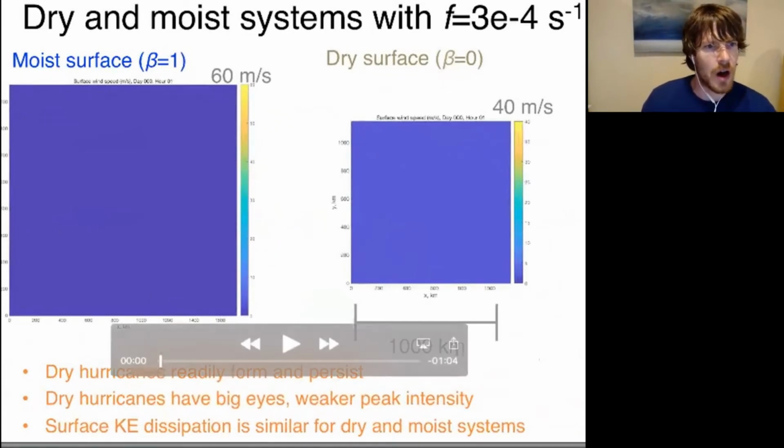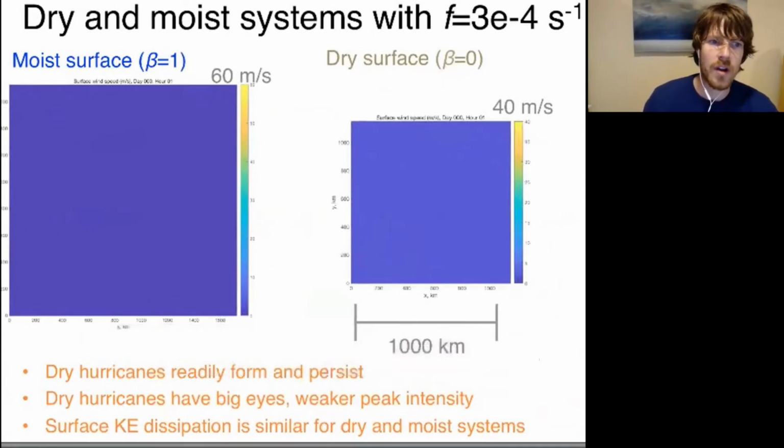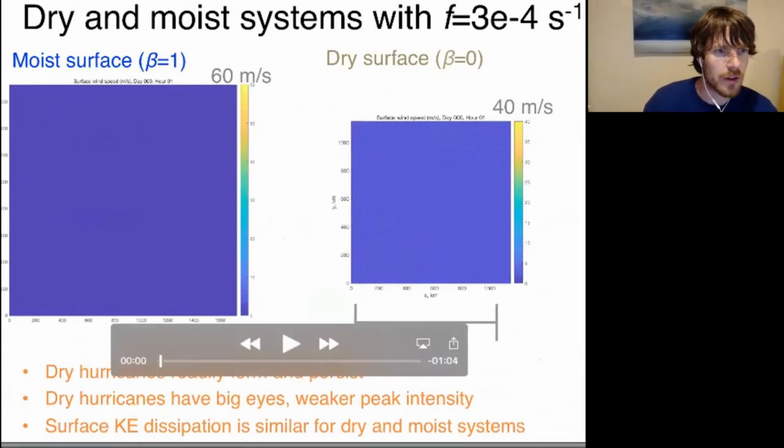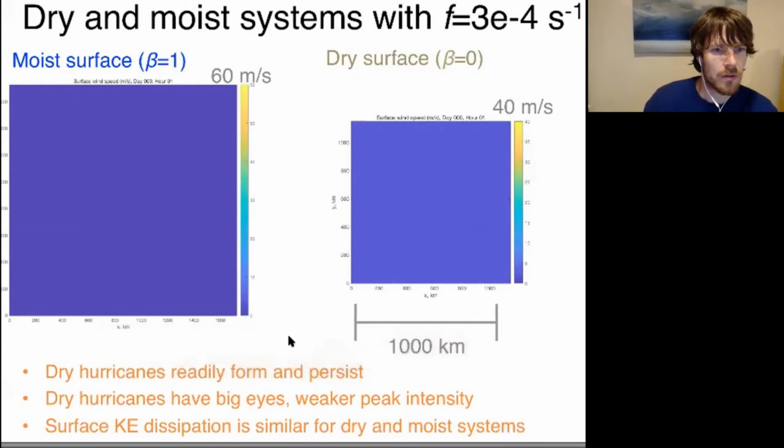Okay, so I'm going to show two simulations, one of a moist surface, so that's with beta equals 1, and another of a dry surface with beta equals 0. And this will show the evolution of the surface wind speed, ranging from low values in blue to higher values in green and orange and yellow. Okay, so let's see if I can play this. Oh, I need to turn off the annotation.